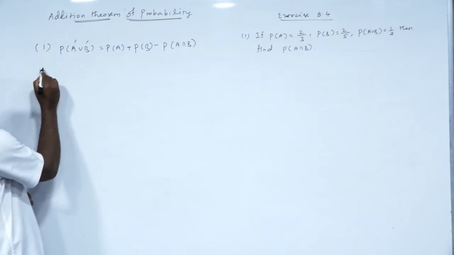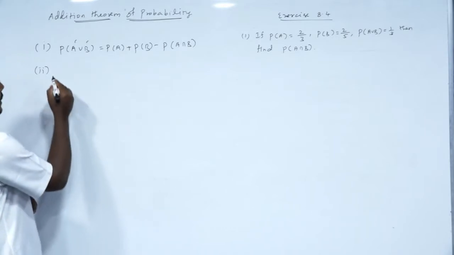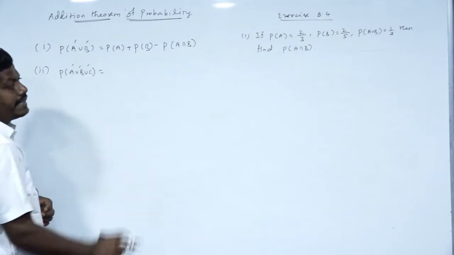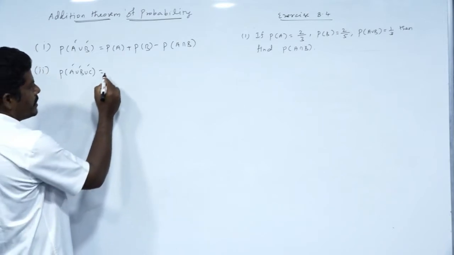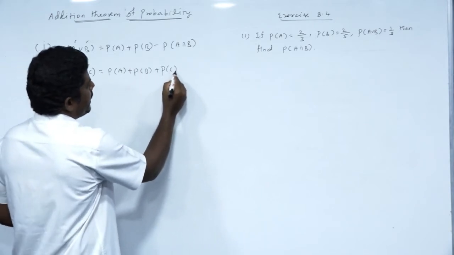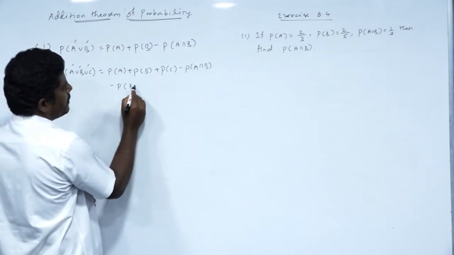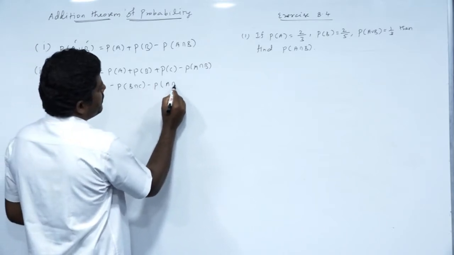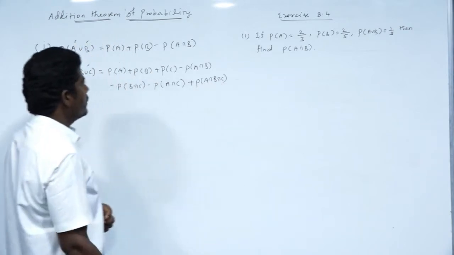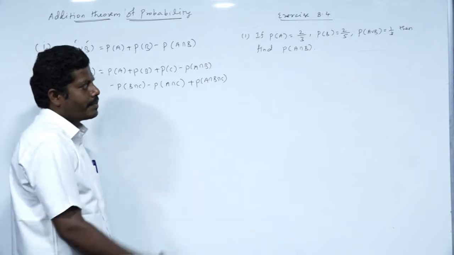Suppose there are three events. If A, B and C are the three events, we have a formula: probability of A union B union C is equal to probability of A plus probability of B plus probability of C minus probability of A intersection B minus probability of B intersection C minus probability of A intersection C plus probability of A intersection B intersection C. These two formulas we are using in the addition theorem on probability, my dear students. So using these formulas we are going to solve some problems.